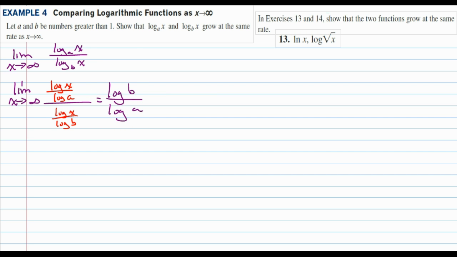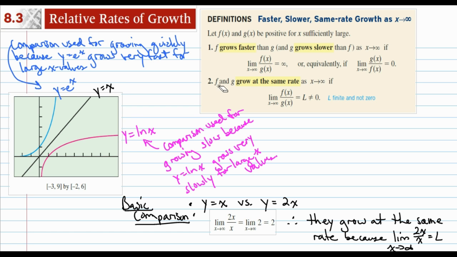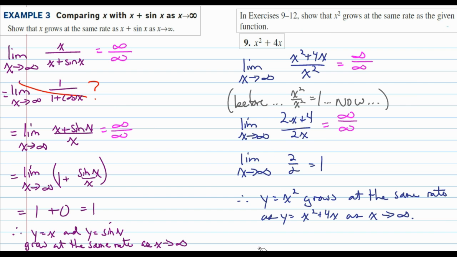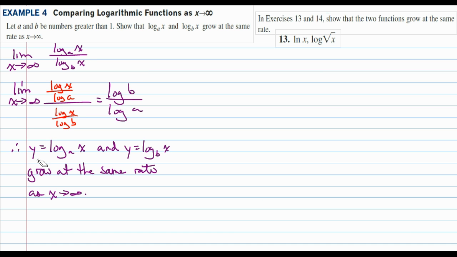Now, I know what you're thinking, this isn't 1. Well, yeah, but we don't need to find 1. Remember back at the definition, all we need to find that f and g grow at the same rate is that the limit of the quotient of the two functions equals a constant, finite and not 0. So it doesn't have to actually equal 1. Therefore, y equals log base a of x and y equals log base b of x grow at the same rate as x approaches infinity, just because that's a constant. It's not infinity, it's not 0, it's just 2.76514 or something.